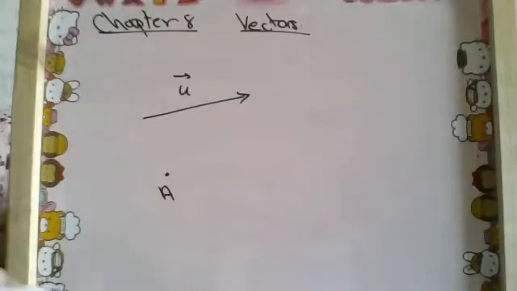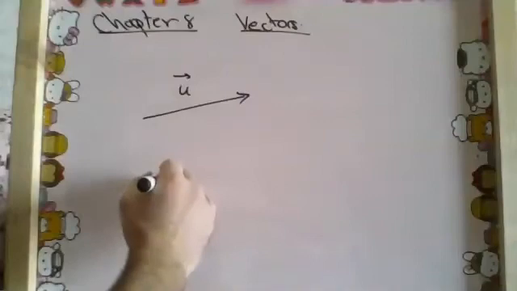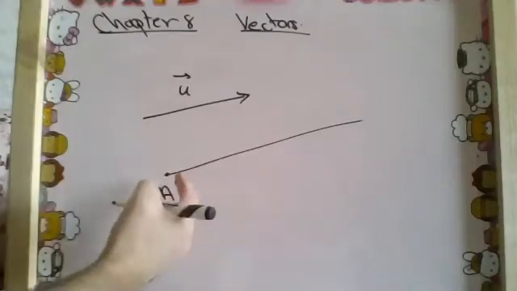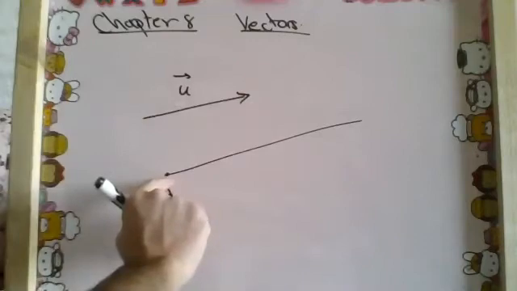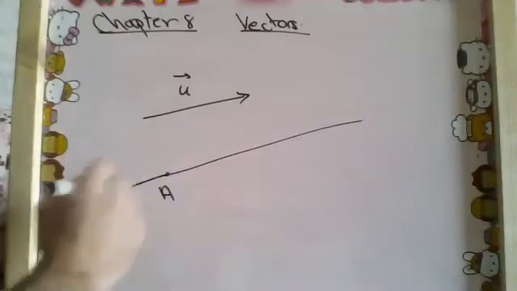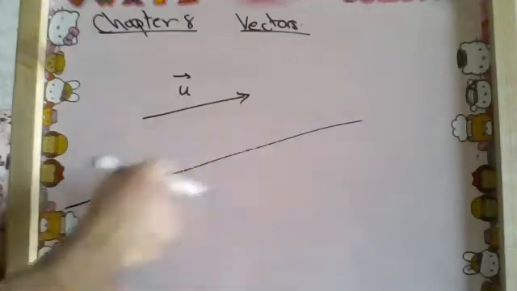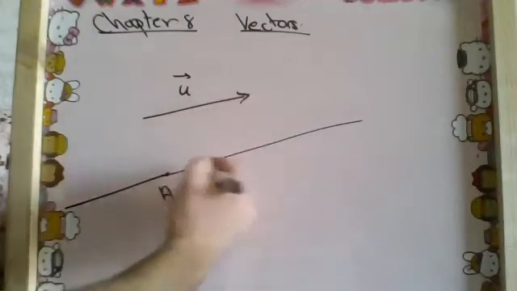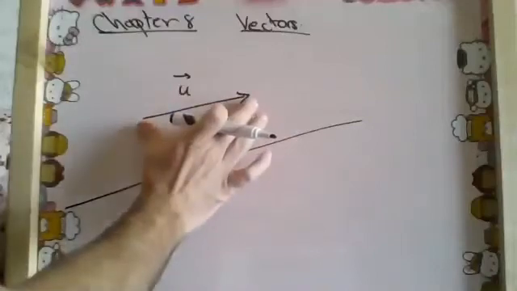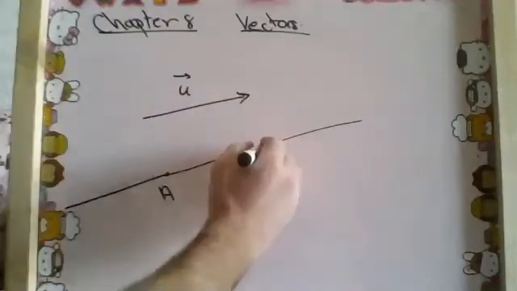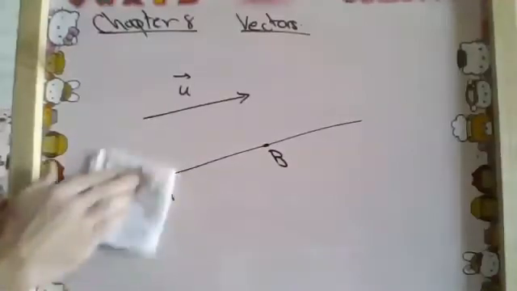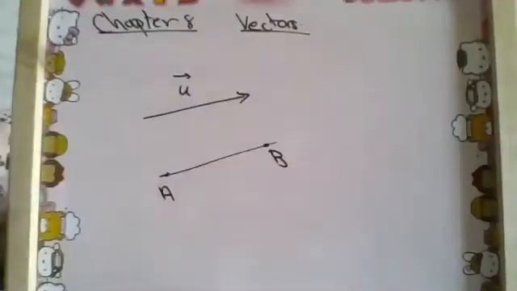So from A, you draw a line parallel to vector u. The sense goes from A to B, because from A you can go in this way or in that way, but same sense, so it should be in this direction. Now, equal magnitude: let's say the length here is 3. You draw point B so that AB is equal to 3. Here we draw a vector AB. Vector AB is equal to vector u.